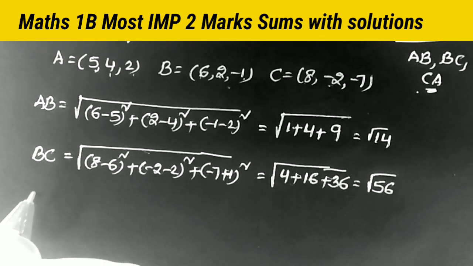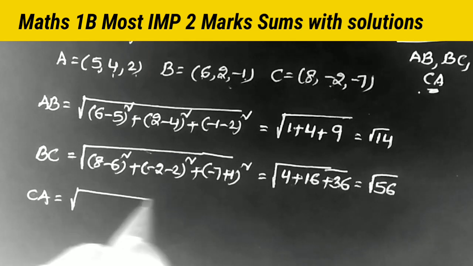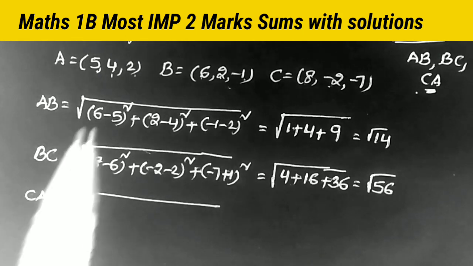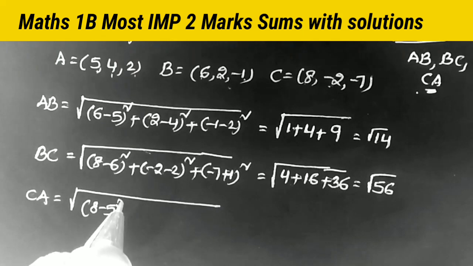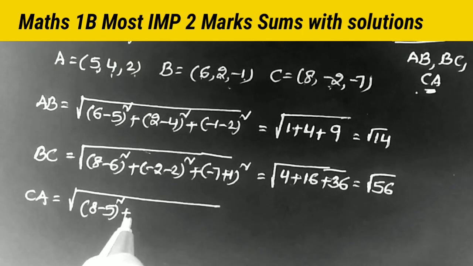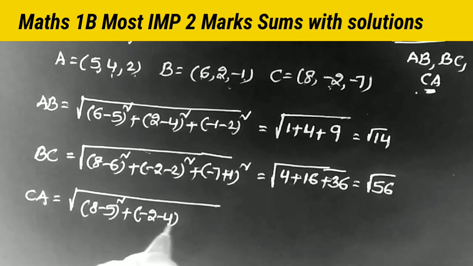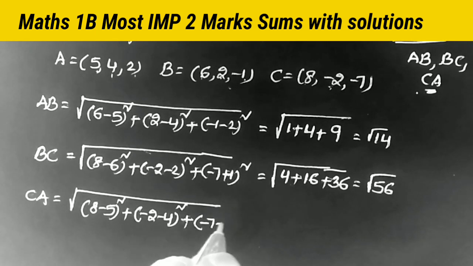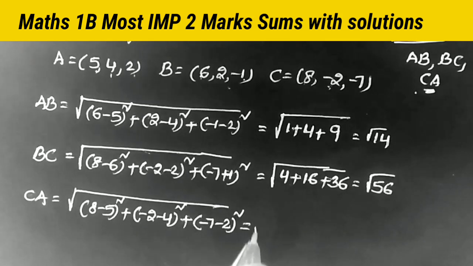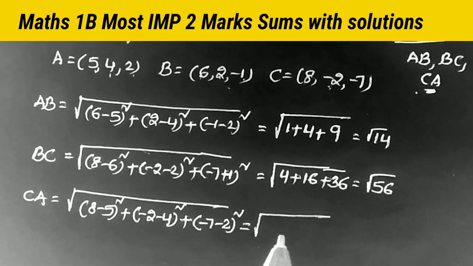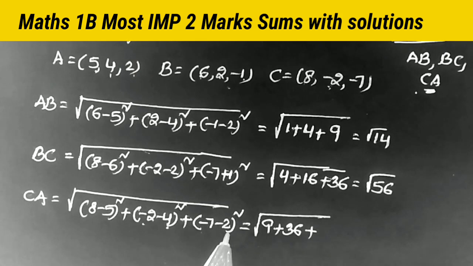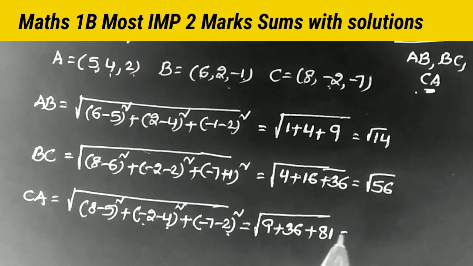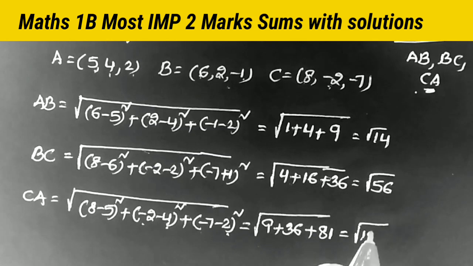Now doing the third distance, CA is equal to the distance between the points C and A, again taking the same formula, (x2 minus x1) whole square, that is (8 minus 5) whole square, plus (y2 minus y1), (minus 2 minus 4) whole square, plus (z2 minus z1) whole square, (minus 7 minus 2) whole square. That is equal to 8 minus 5 whole square, 3 square, that is 9, plus (minus 2 minus 4) is minus 6 whole square, 36, plus (minus 7 minus 2) is minus 9 whole square, that is 81. So adding all these numbers, we get root 126.